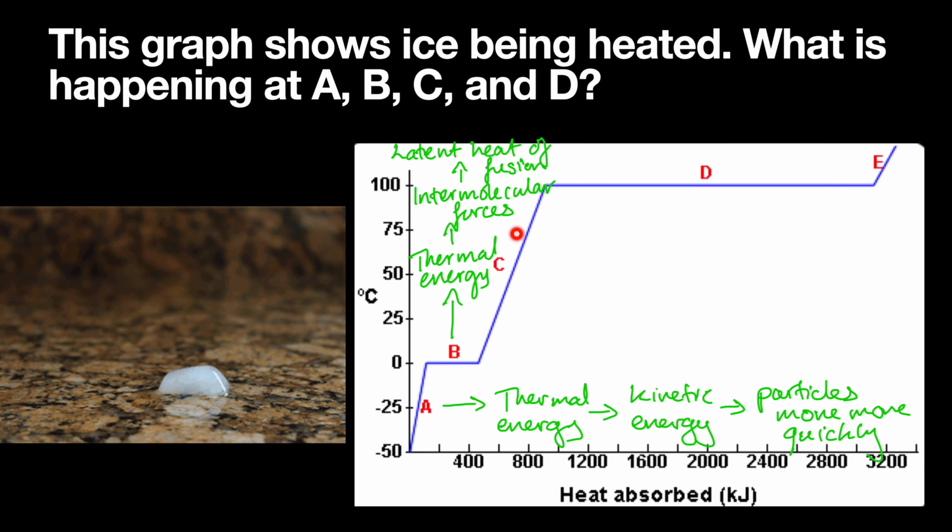Next, we have C. At C, the water molecules absorb this energy and it's transferred to the kinetic energy of the particles. Similar to what happened in section A, the particles gained kinetic energy and began to move more quickly.